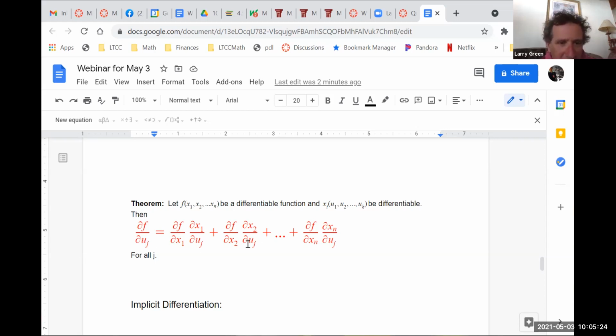So notice all these are j's. I apologize, but they should be j's. For any j you want to choose, there are going to be k different chain rules for this. So this does everything at once. If you want to memorize this, you know all the chain rules, but it is messy. Do you agree?